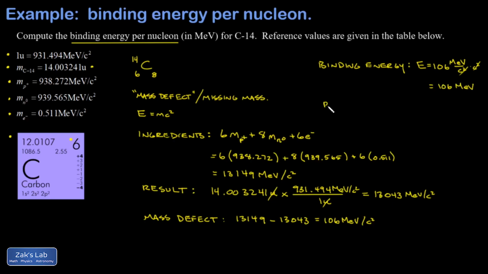And then finally, I get my binding energy per nucleon. So this is just a way of comparing from one nucleus to another how tightly bound it is. You take that total binding energy and divide it up among how many nucleons there are. So in this case, I'm taking 106 MeV and dividing by the total number of nucleons, which was 14. And I get 7.57 MeV per nucleon.